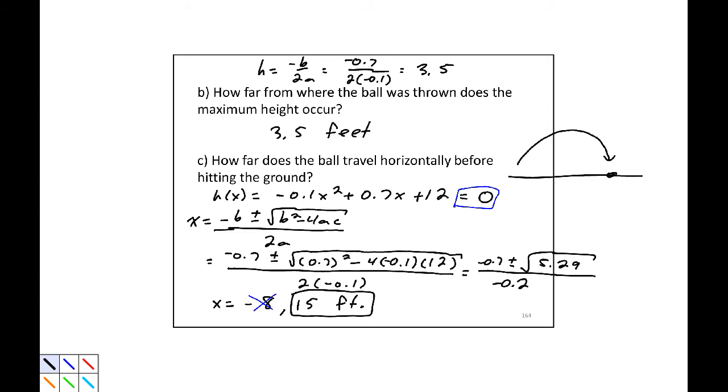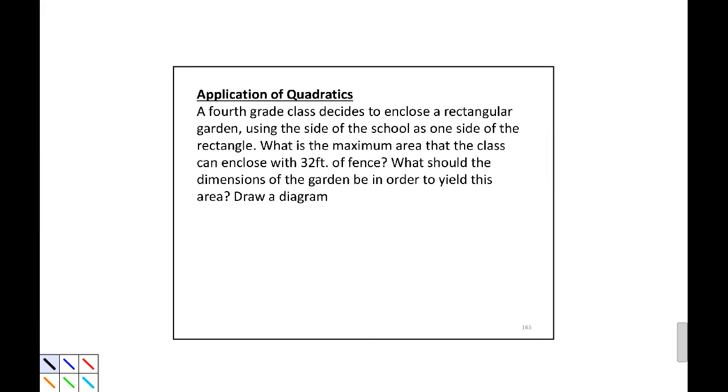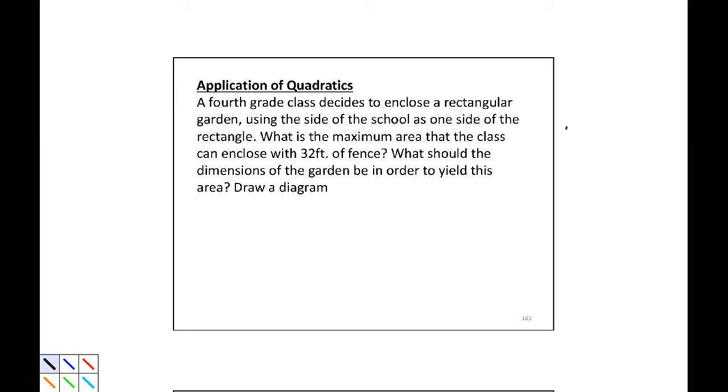All right, we have one more application problem. A 4th grade class decides to enclose a rectangular garden using the side of the school as one side of the rectangle. Before I get too much further, let's go ahead and draw this. We've got the school over here. What's the maximum area that the class can enclose with 32 feet of fence? What should the dimensions of the garden be in order to yield this area? Draw a diagram. Well, there's my diagram.